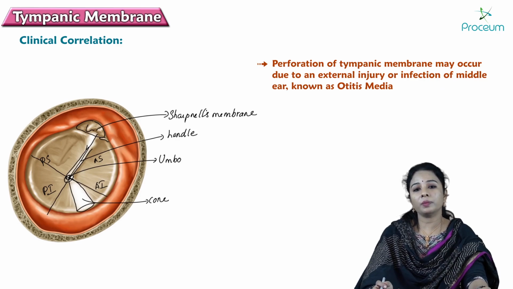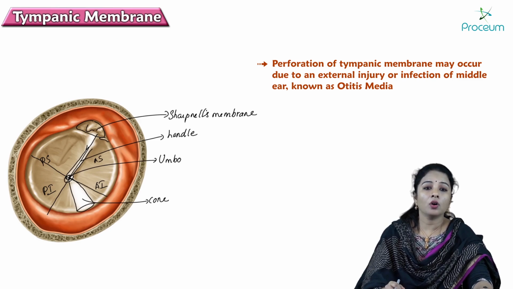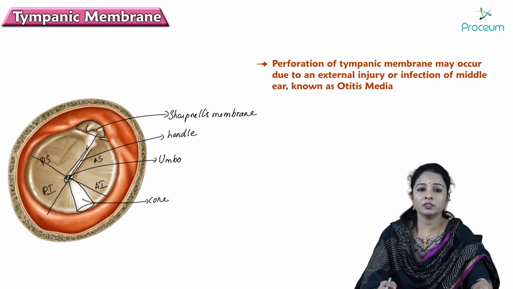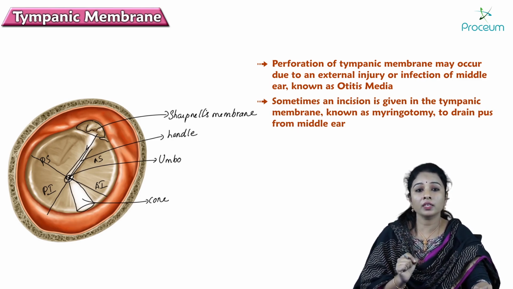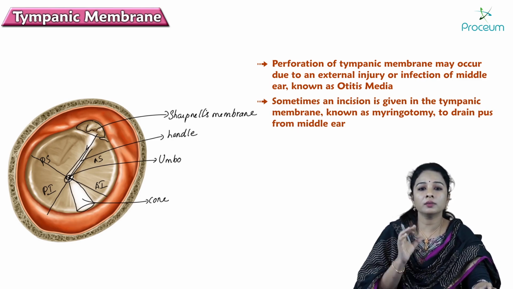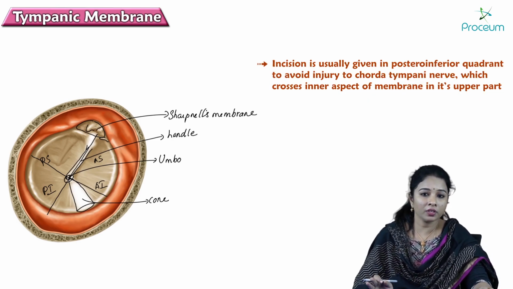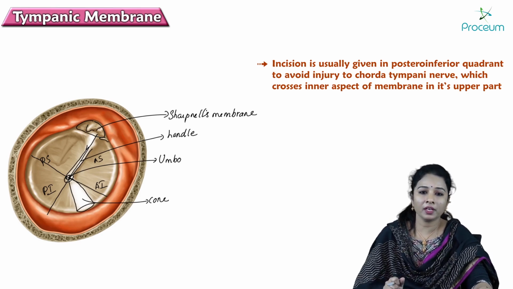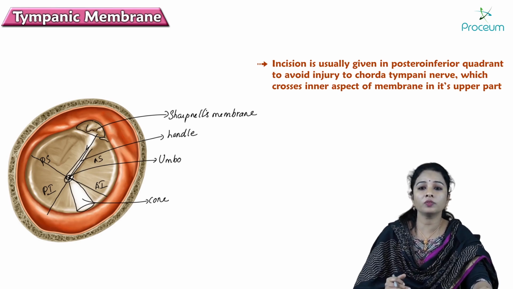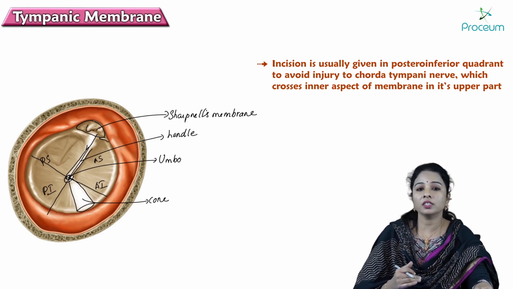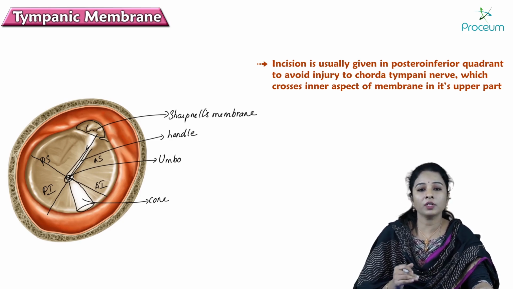So perforations of tympanic membrane may occur due to external injury or infection in the middle ear called otitis media. Sometimes an incision is given in the tympanic membrane, known as myringotomy, to drain the pus from the middle ear. So the incision is usually given in the postero-inferior quadrant to avoid injury to the chorda tympani nerve. As I was saying earlier, chorda tympani nerve crosses the inner aspect of the membrane in its upper part. So that is the reason the chosen site is always the postero-inferior quadrant of tympanic membrane.